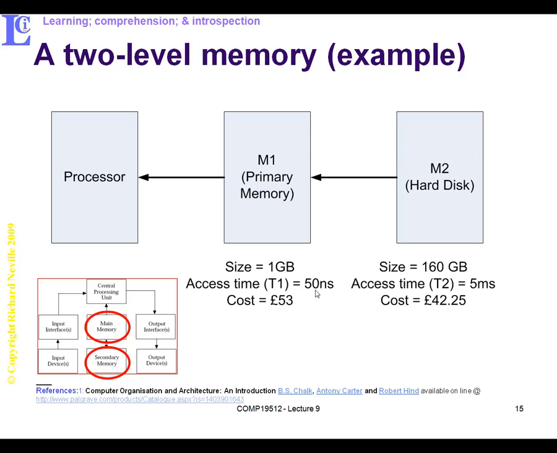So 50 nanoseconds to access data in the primary memory. But the cost for this memory, for this size, is £53.